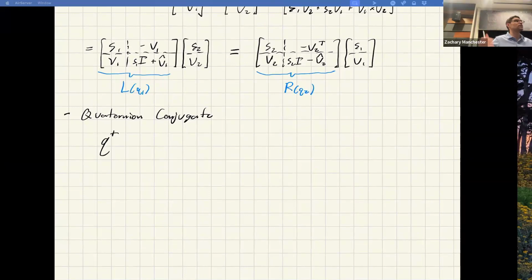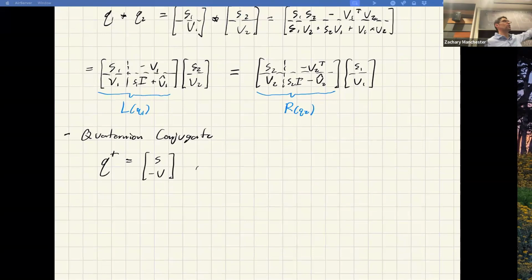In LaTeX, it's slash dagger, right? That's just, it looks very much like a transpose, right? Like on purpose. And this is S minus V. And then going back to our matrix stuff here, where we got these L and Rs, we're going to define a matrix version of this too, for convenience, for when we go do calculus stuff.